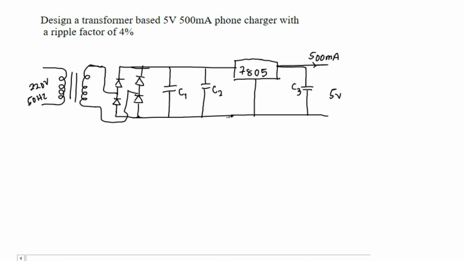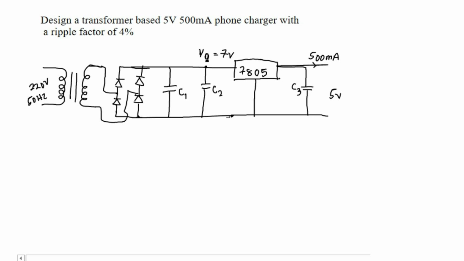Now to start the design, we have to work backwards. By working backwards, what I mean is we are going to find the value of the voltage at the secondary side of the transformer. Now since our output is 5 volts, it means that a voltage of at least 5 plus 2, which is 7, has to be present at the node of C2. That is here at this node. Let's call it node A. The voltage at node A has to be at least 7 volts.